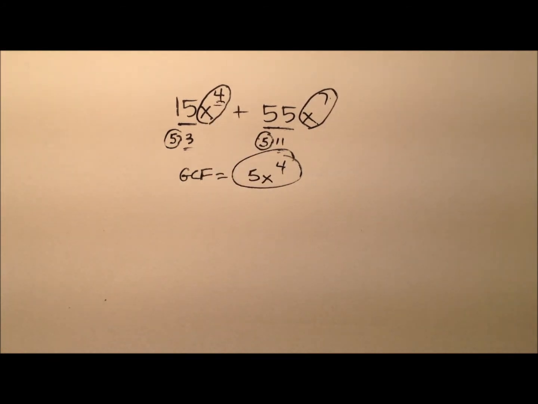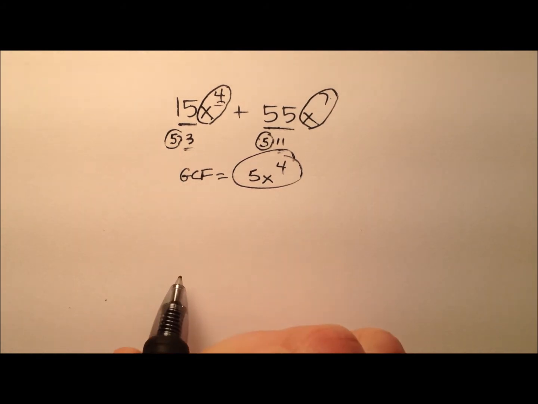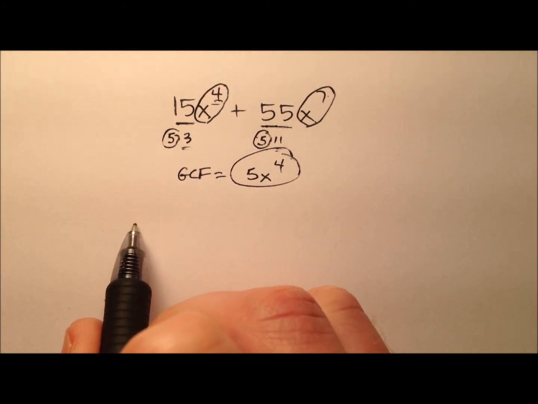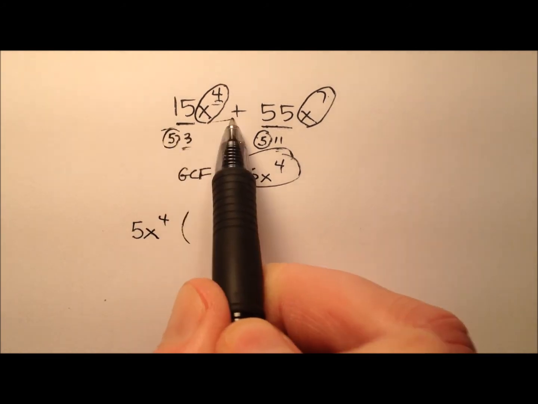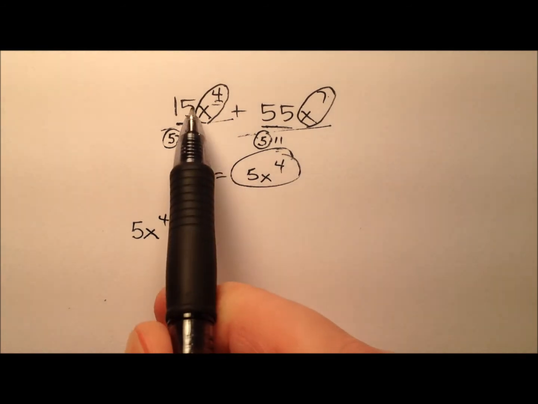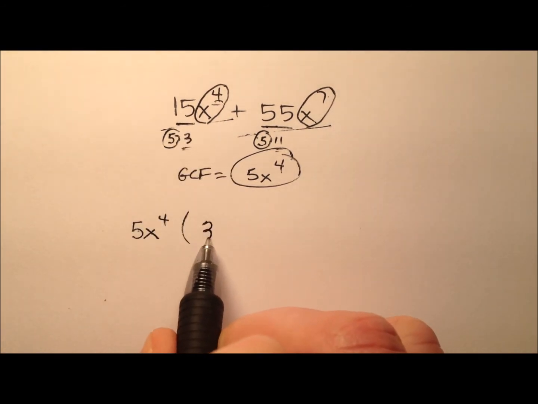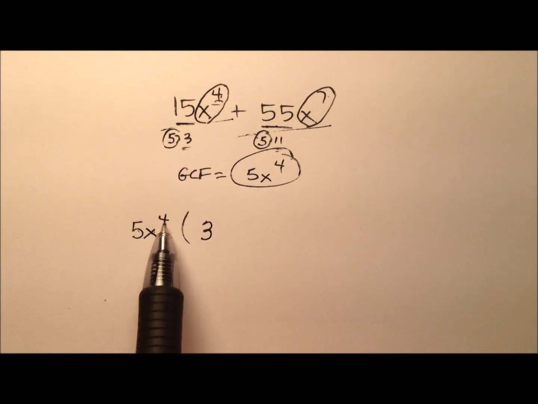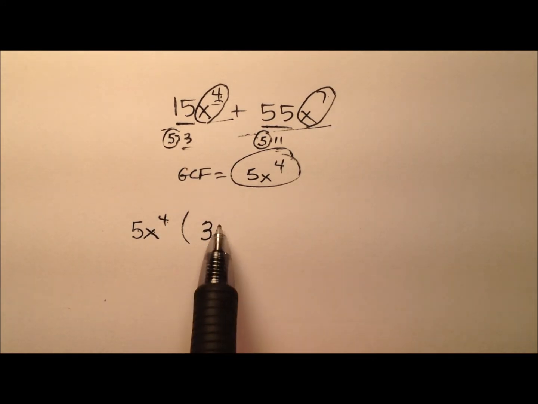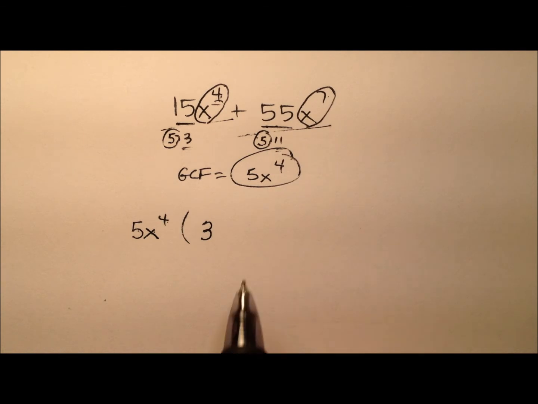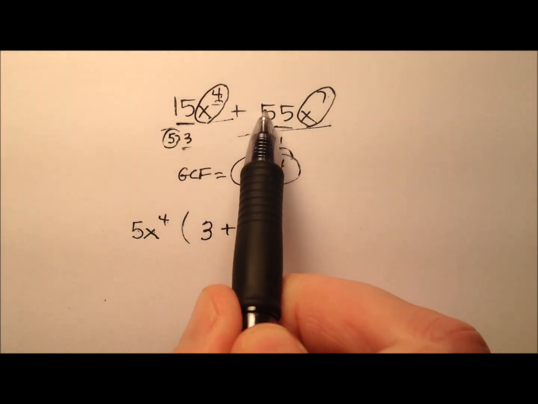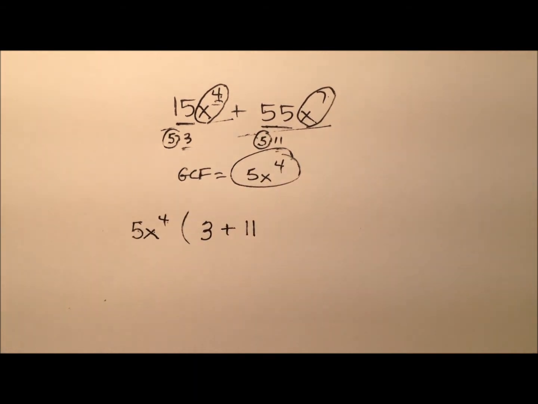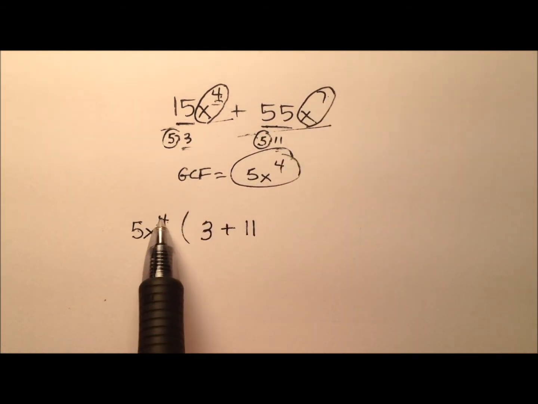Okay, so how can I factor this expression now using that greatest common factor? Well, basically it's just the backwards distributive property. So I'm going to factor out the 5x to the fourth, which means I'm going to divide it out of each of these terms. So 15 divided by 5 is 3, and x to the fourth divided by x to the fourth, well, that's just 1. So right here I just have 3. And then this addition problem, so this plus comes down. So 55 divided by 5 is 11. And then x to the seventh divided by x to the fourth.